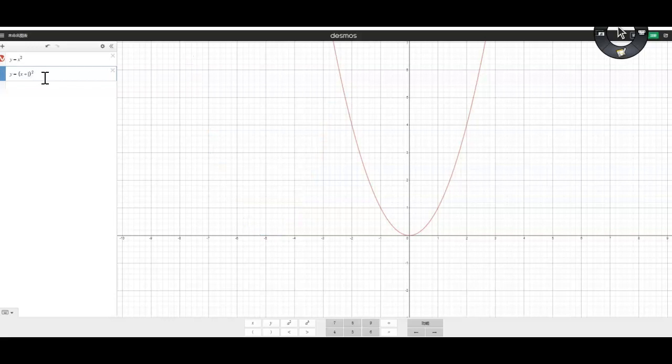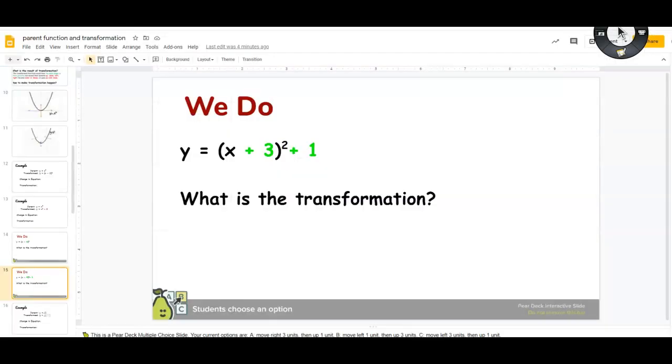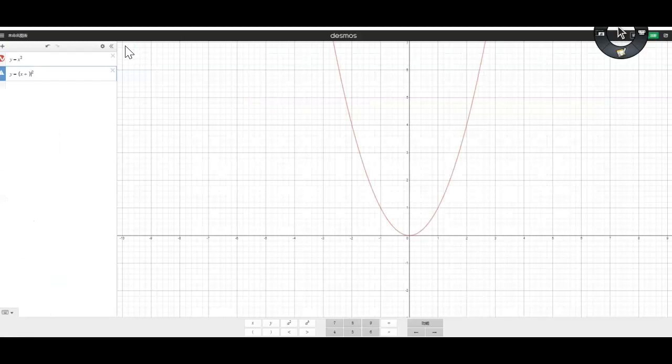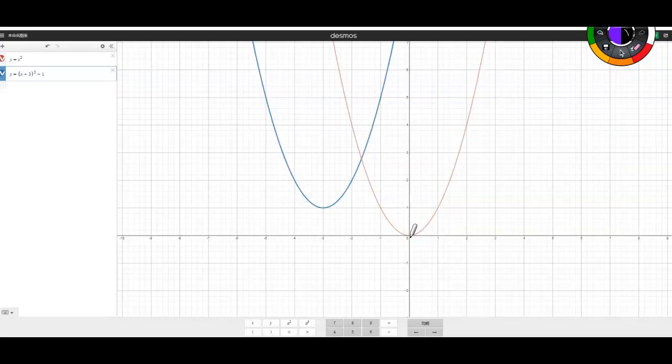So this time the equation becomes x plus 3 plus 1, plus 3 inside and then plus 1 outside. So what is the transformation there? From your parent, you're going to go to the left 1, 2, 3. Go to the left 3 units and then go up 1 unit to reach your baby picture. So the transformation here is going to the left 3 and then go up 1 unit.